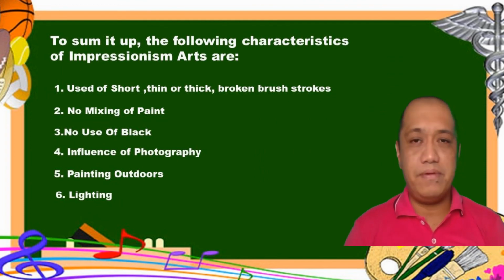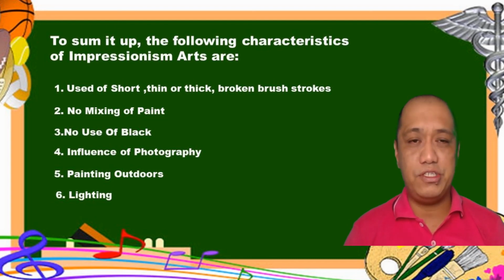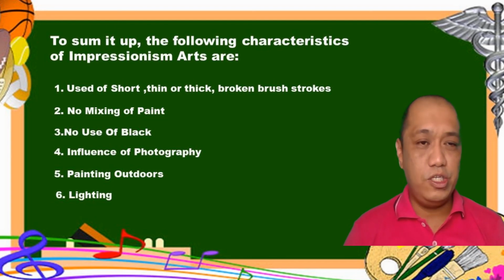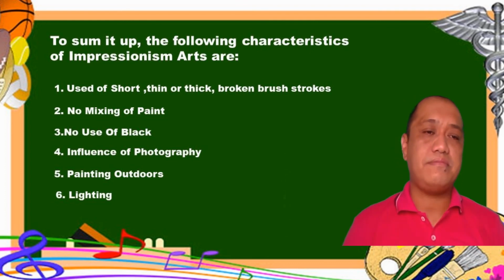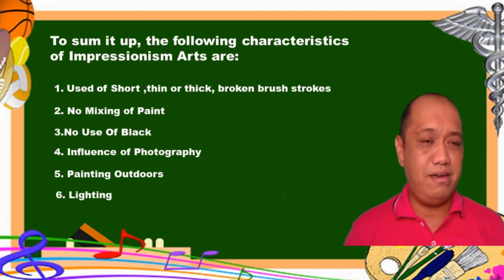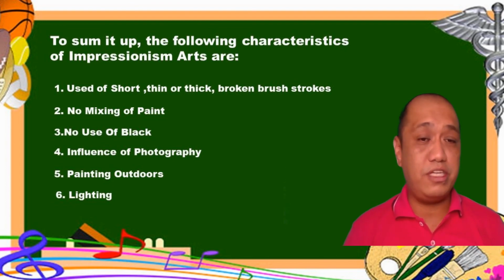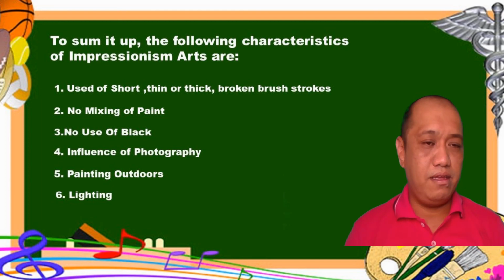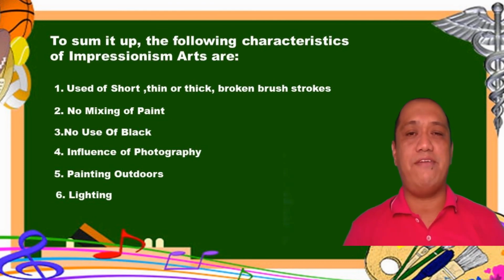So let us sum up our discussion for this moment. The characteristics of Impressionism art are: 1. Use of short, thin or thick broken brush strokes. Number 2. No mixing of paint, especially on the palette. Number 3. No use of black color. Number 4. Impressionist artists also use the influence of photography. Number 5. Painting outdoors. And lastly, Impressionist artists use lighting effects.